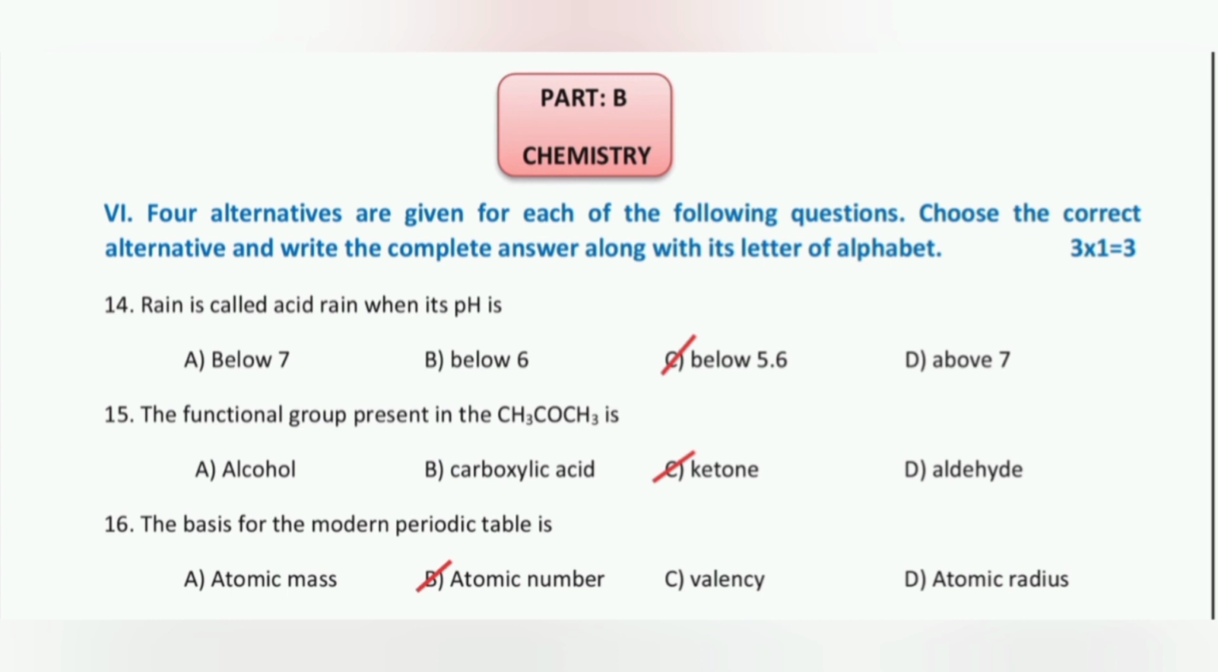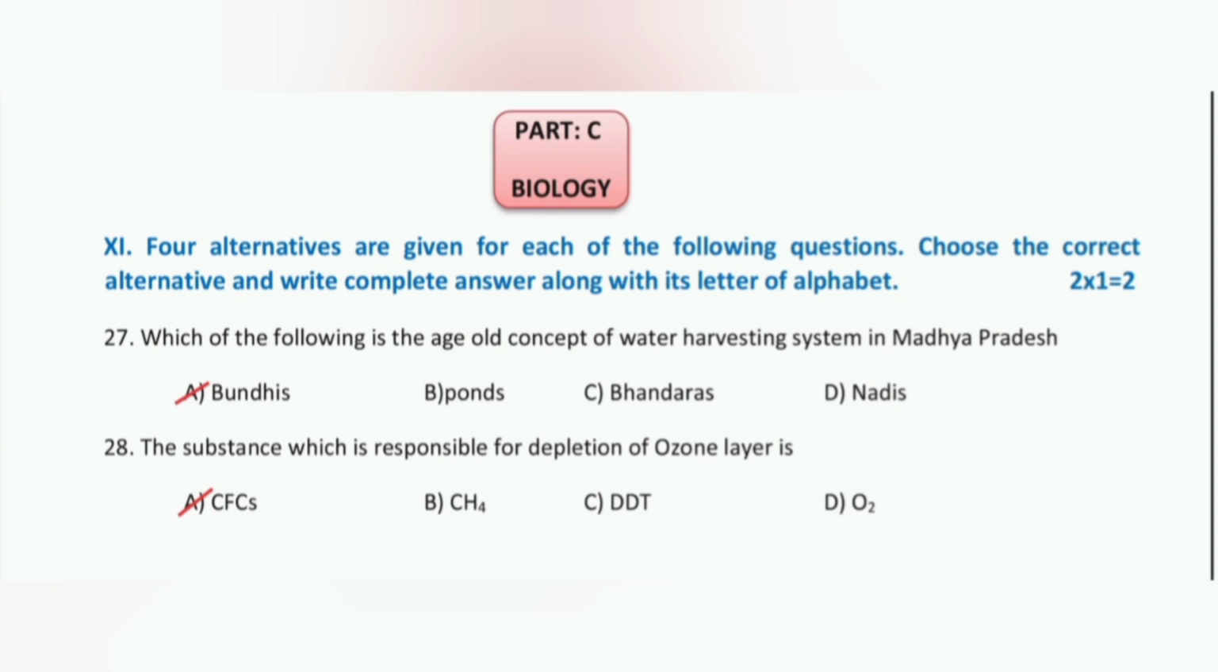The basis for the modern periodic table is. The modern periodic table is constructed based on an important property, that is atomic number. The correct answer is option B, atomic number. Modern periodic law states that the properties of elements are periodic functions of their atomic number. Hence, option B is the correct answer.